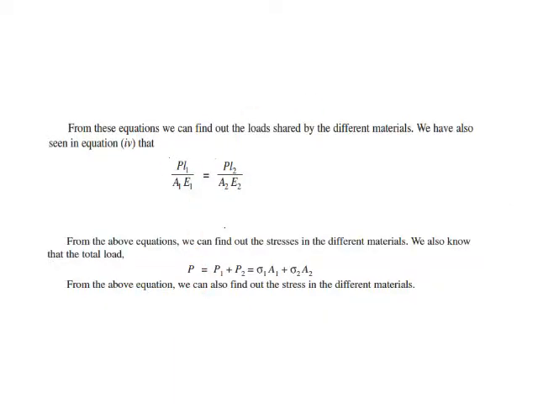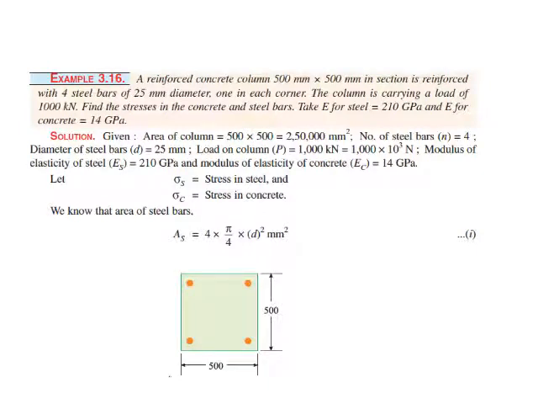Okay, so let's see a numerical example. I have already discussed that whenever you are solving any numerical example, the first thing is, when you start reading the question, go on writing the given conditions. That's how it will help you. See, a reinforced concrete column: you have a column of size 500 mm by 500 mm, the sectional area is 500 mm by 500 mm, reinforced with 4 steel bars of 25 mm diameter, one in each corner. So everything has been specified to you.